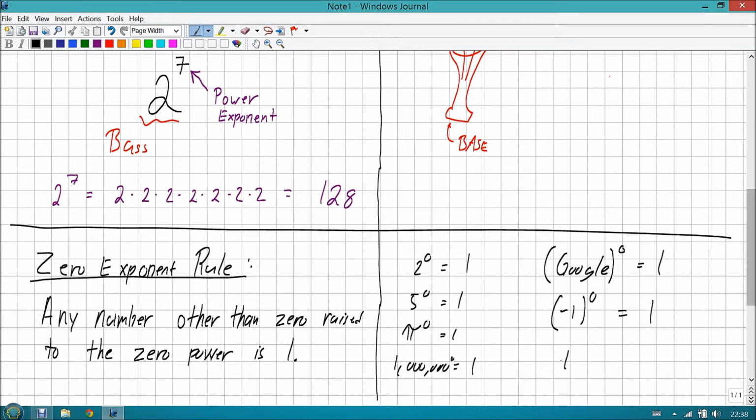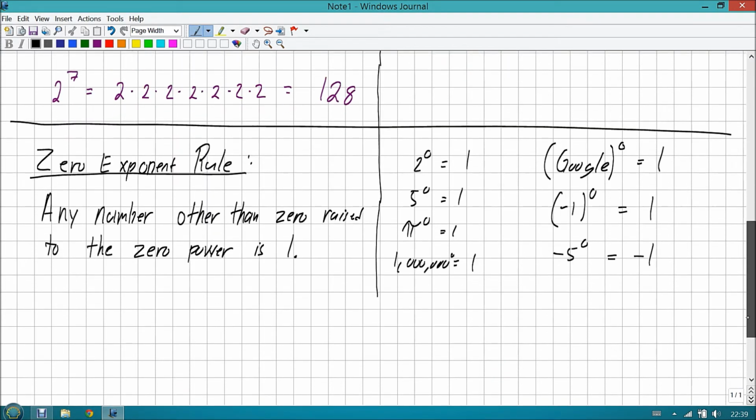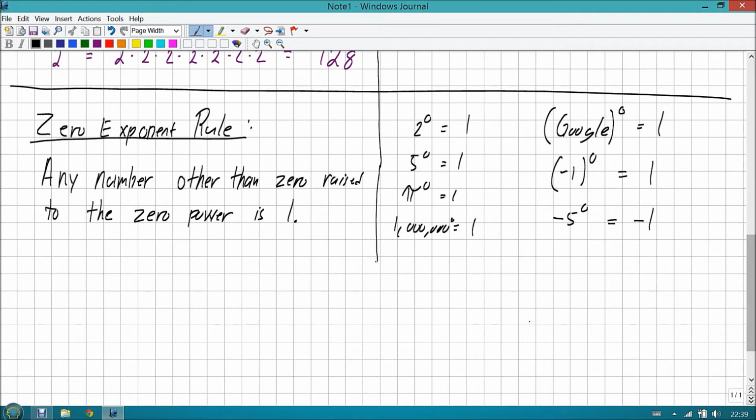Because if we saw negative 1 to the 0 power, or sorry, let's make it a different number. Let's try negative 5. Negative 5 to the 0 power. By order of operations, you do the exponent first, which turns the 5 into 1, and then you keep the negative, so this actually becomes negative 1. Remember your order of operations. So any number raised to the 0 power will always be 1, as long as it's not 0. 0 to the 0 power is indeterminate.